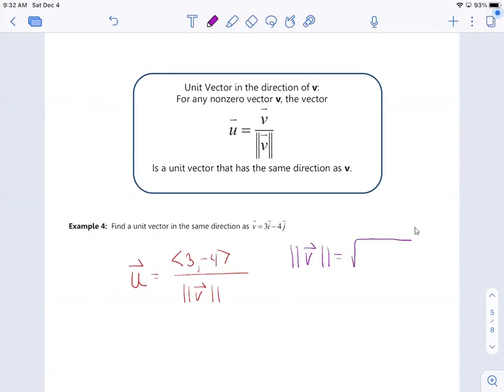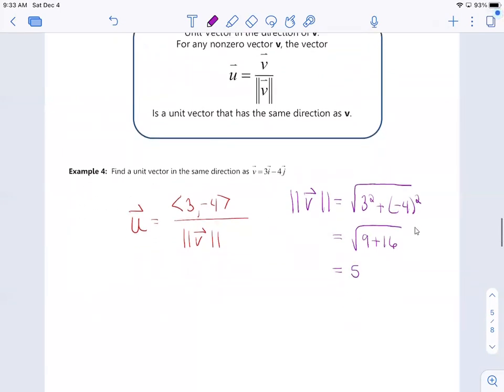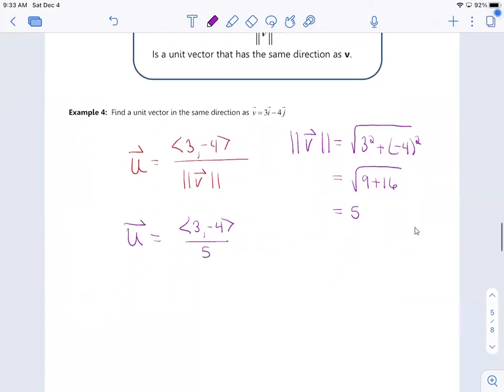So once again, it's the square root of 3 squared plus -4 squared. I'm going to get 9 plus 16. So that's 25. The square root of that is 5. So we will replace our magnitude with 5. So what we get here is this unit vector. It's going to just be a fraction. It's 3/5, and then down we go, -4/5.